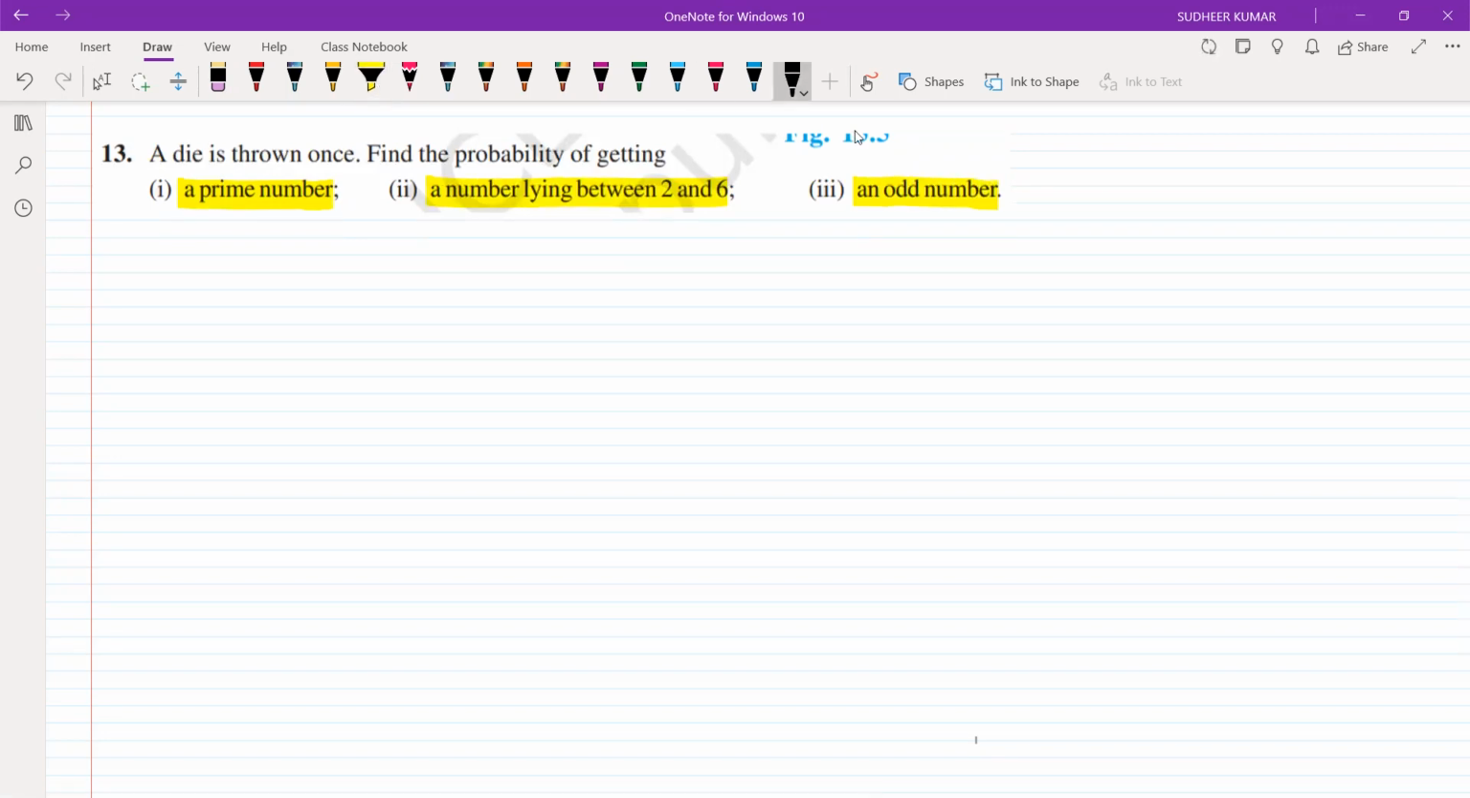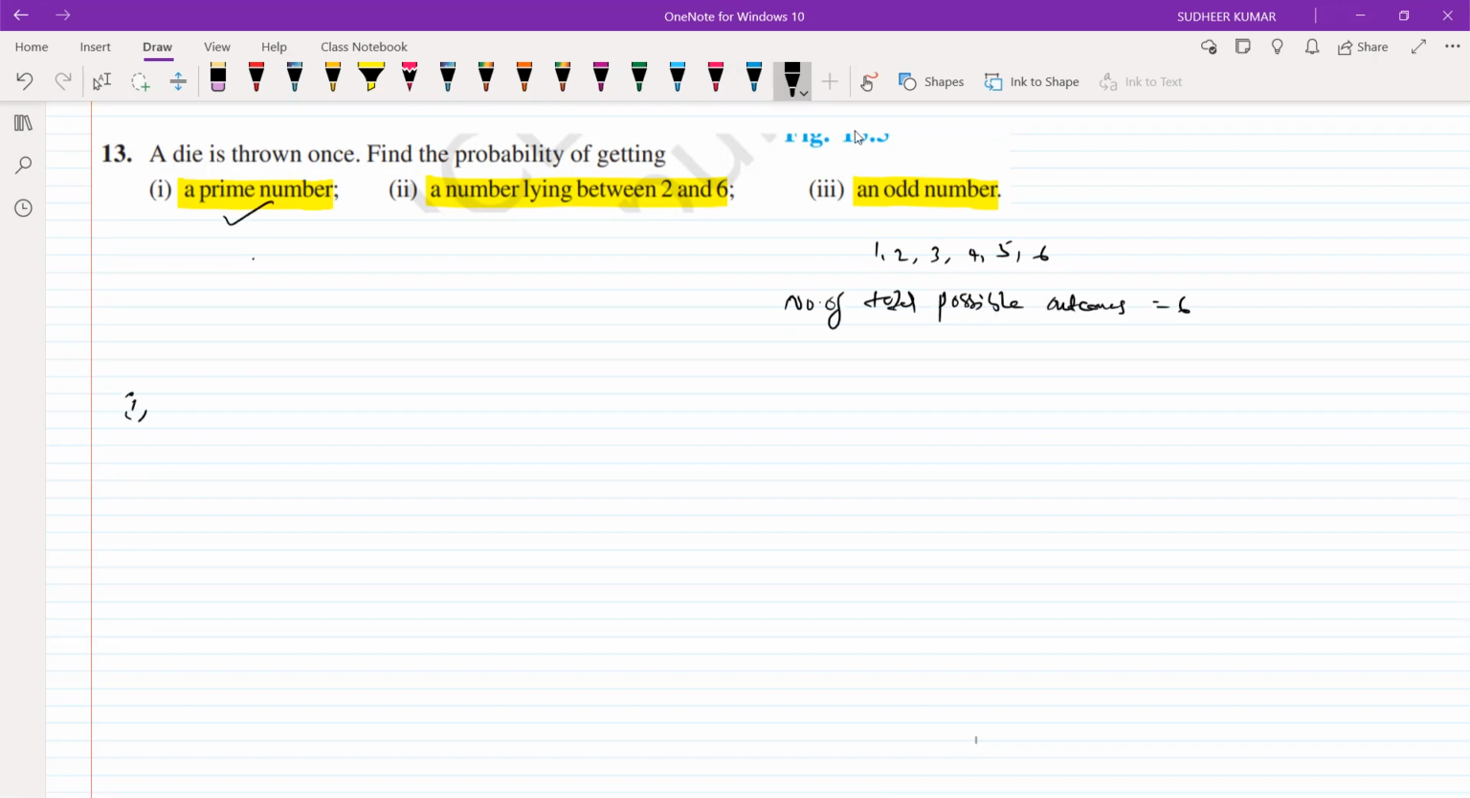First, write the possible outcomes. If you throw a die, what are the possible outcomes? Numbers from 1 to 6. When we throw a die, the possible outcomes are 1, 2, 3, 4, 5, and 6. So the number of total possible outcomes is 6.